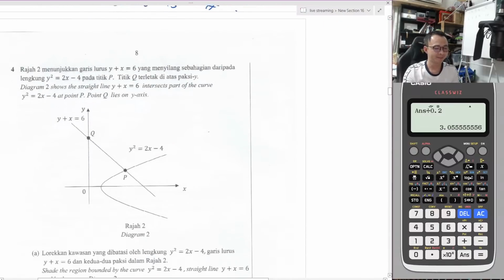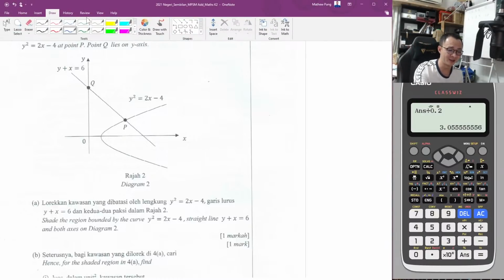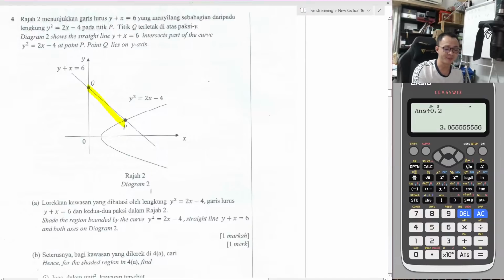Alright, so okay, let's continue with this one. We have two equations, and they intersect each other at the point P, and then Q will be the y-intercept for the straight line. Shade the region bounded by the curve y squared equals 2x minus 4 and the straight line, and both the x-axis and y-axis. So you want to find the part which is covered by this line, and at the same time also covered by the y-axis and x-axis. So you should be able to know the region they are talking about is here.